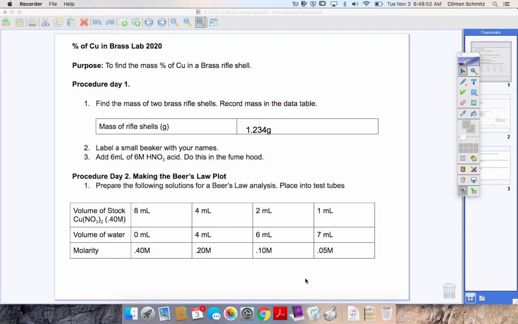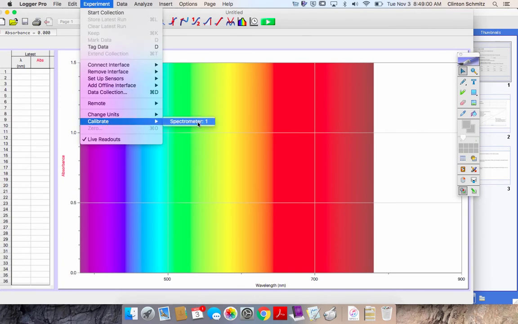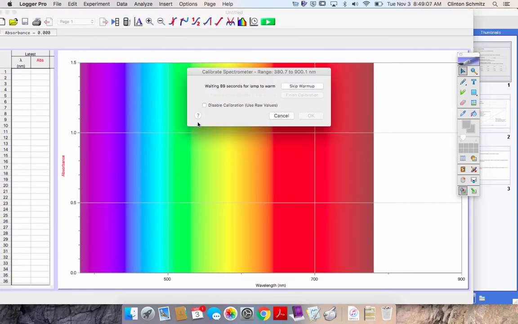Then you're going to get the SpectraVis hooked up and get it warming up, and you have to calibrate it. So you go to Experiment, Calibrate, Spectrometer 1, and it should pop up. You're going to put some distilled water in the cuvette and let it warm up. I'm going to skip that for the sake of this video, but you would let it warm up. You should be getting your solutions made up. Then you hit finish calibration and then hit OK.